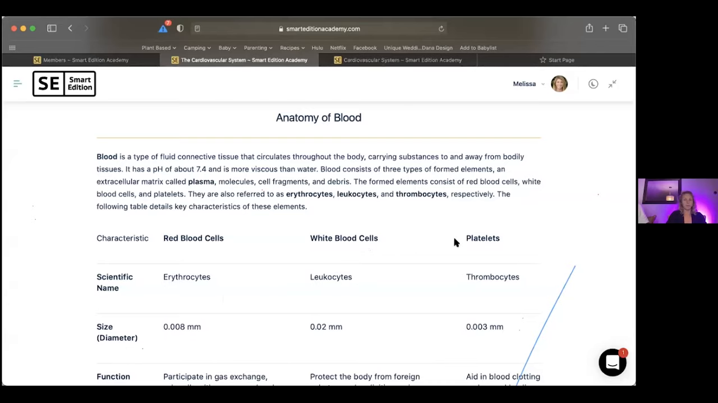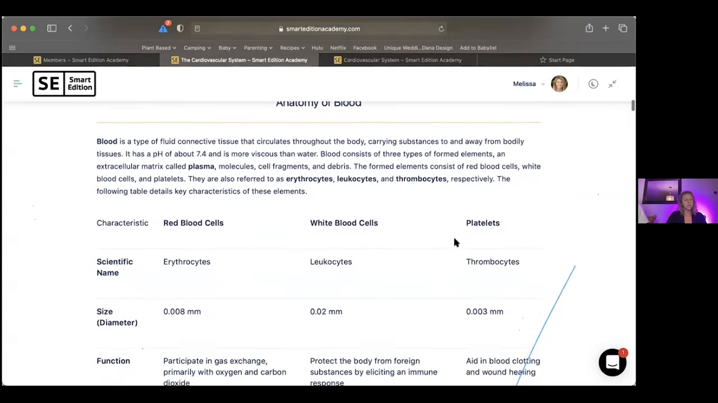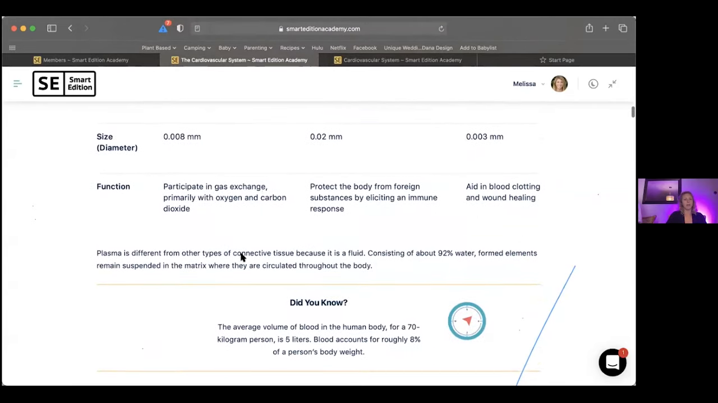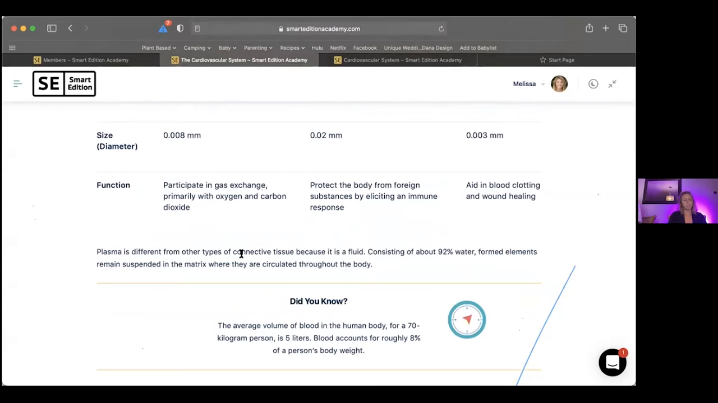And then we have platelets, also known as thrombocytes, which are cells that help you stop bleeding if you get a cut. So it helps clotting and wound healing. These three are formed elements of blood. We then have plasma, which is a yellowish liquid that carries nutrients, hormones, and proteins throughout the body. So you'll see in a diagram a little bit lower.